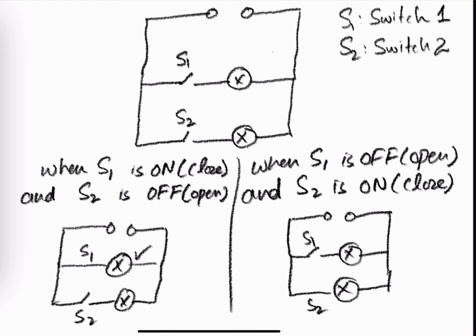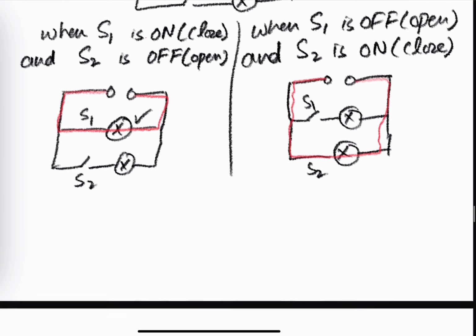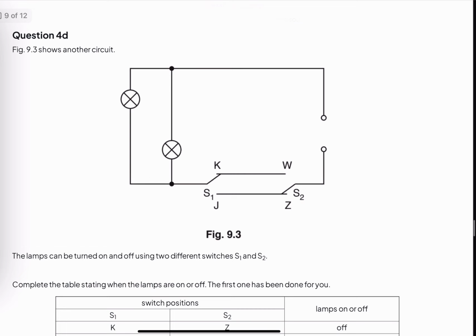Okay, so if you want to see the functioning, current will flow from this point and it will move like this, so this will only work. And for this, the current will flow from this and this will only work. Okay, moving to the next question, it shows another circuit.